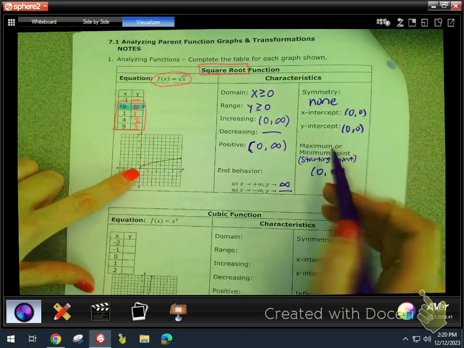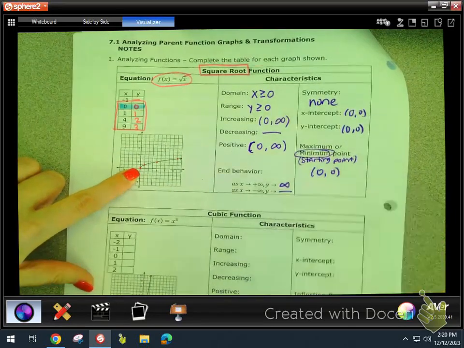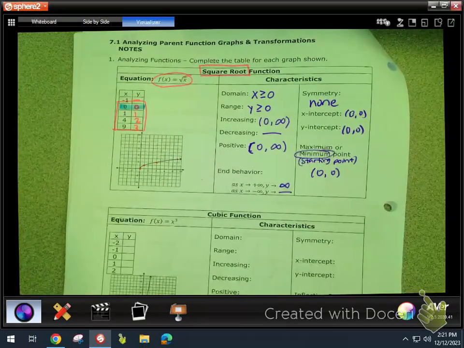In this case, it is a minimum because it's our lowest, but it can be flipped around to where that is a maximum starting point. So that's the square root function. We'll go a little bit quicker through these now that I've reminded you of what this stuff means.